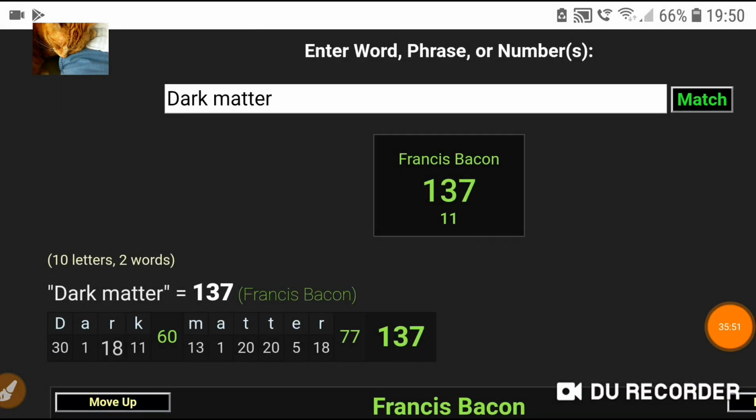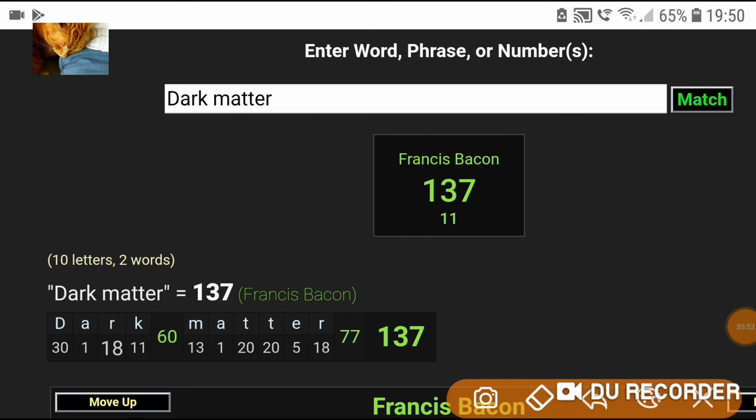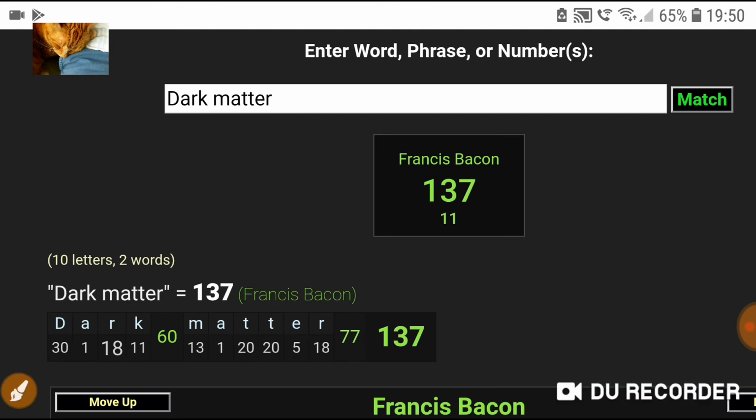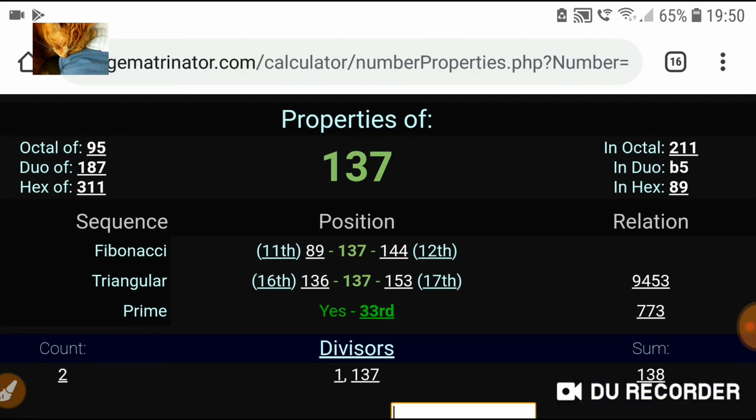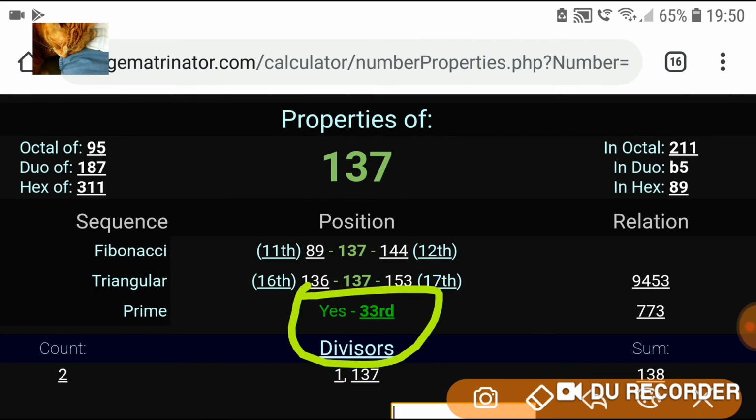Dark matter in Bacon, 137. So you've got a capital D just at the beginning, creates the 33rd prime number. 33. Again, my birth date numerology, 33.